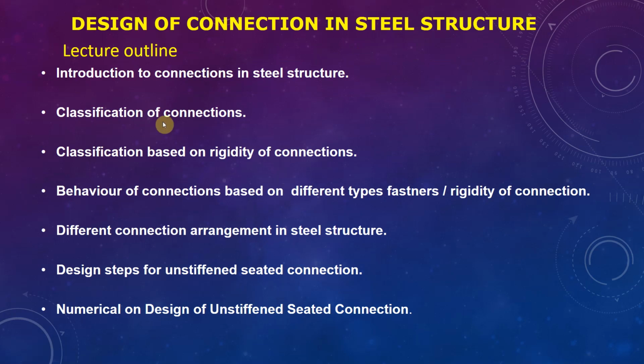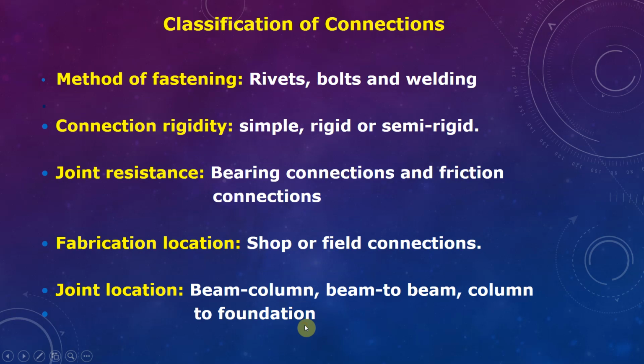First, we are going to discuss introduction of connection in steel structure, classification of connections, classification based on rigidity of connections, behavior of connections based on different types of fasteners or depending on rigidity of connection, different connection arrangement in steel structure, design steps for unstiffened seated connection, and at the last, numerical on design of unstiffened seated connection. So let us first learn what are the different classification of connections.